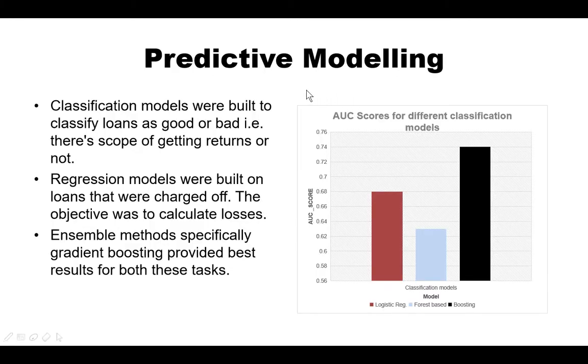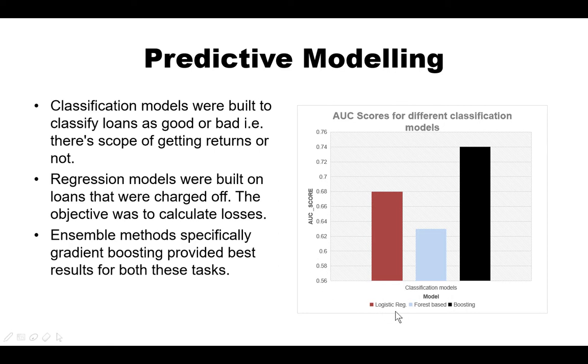So for the predictive modeling, we had two tasks. First was to classify the loans into good and bad, and for the second task, we had to build a regression model to calculate the losses on the bad loans. So we used different kinds of models for these.